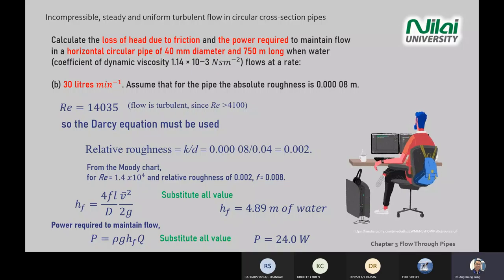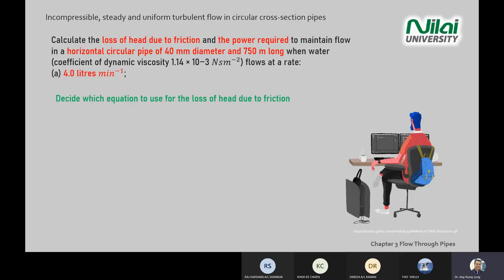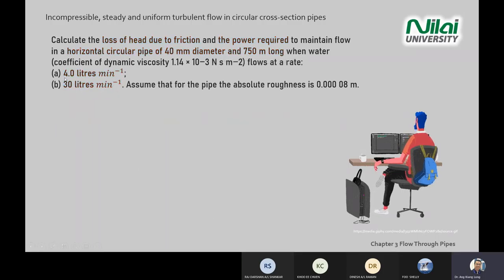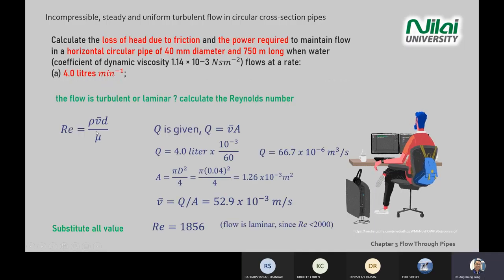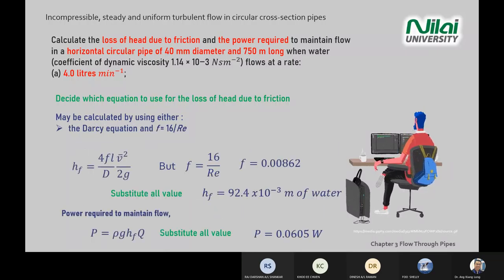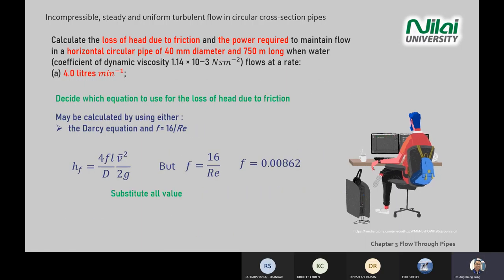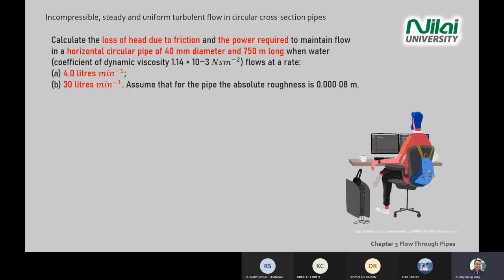If you compare side by side, the next question you can find in a test or exam is going to ask you what is the difference if you change the volume flow rate Q from 4 liter per minute to, I think, 3 liter. Let me check the calculation. Oh, the second one is 30. So you increase the Q, and then you see the differences in your calculation: 4 liter per minute to 30 liter per minute.